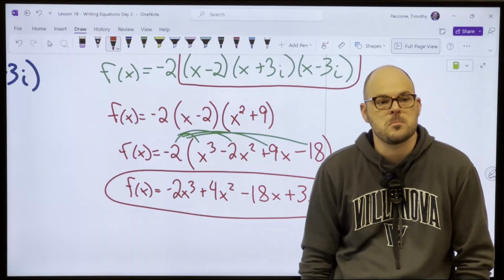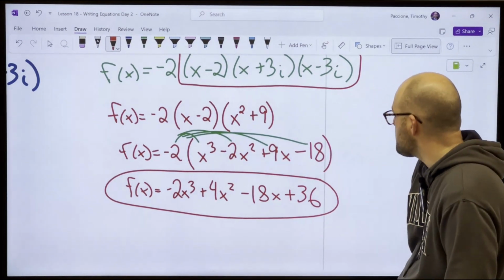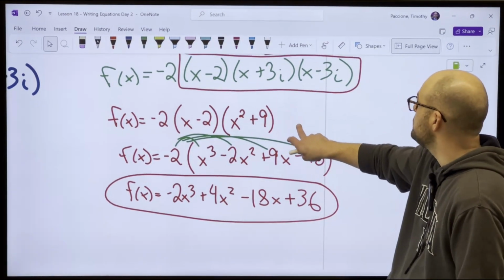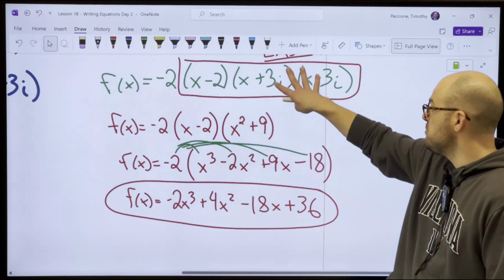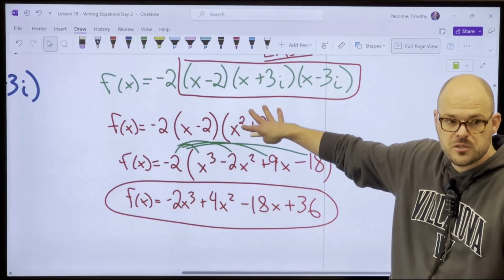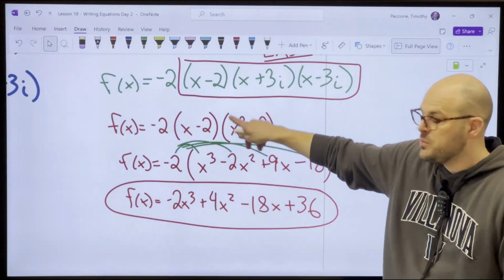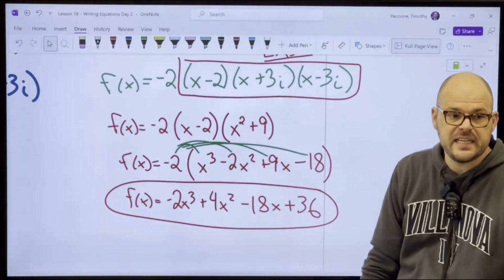Question? I did that in my head. Remember I said, I don't expect you to do this in your head, but in the interest of time, I have to do this in my head right now. But you would FOIL that out. That was yesterday's lesson, okay?